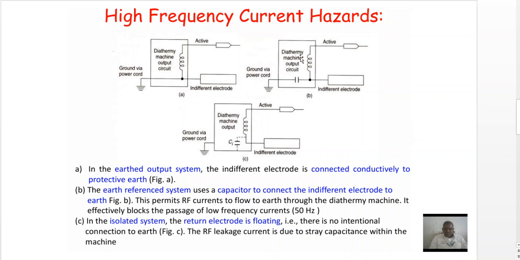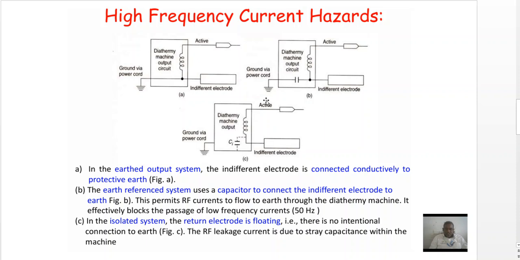This is another diagram, with figures A, B and C. In the earthed output system, figure A, the indifferent electrode is connected conductively to protective earth. In B, there is a small difference. The earth referenced system uses a capacitor to connect the indifferent electrode to the earth.